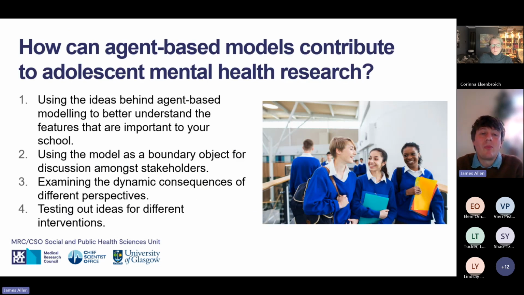What I'm going to expand on is how agent-based models can contribute to adolescent mental health research. What I want to focus on here are these ideas around non-linearity and emergence, but also dynamical thinking. How can taking those ideas help to understand adolescent mental health in schools? Obviously, building an agent-based model requires some computational technical expertise.